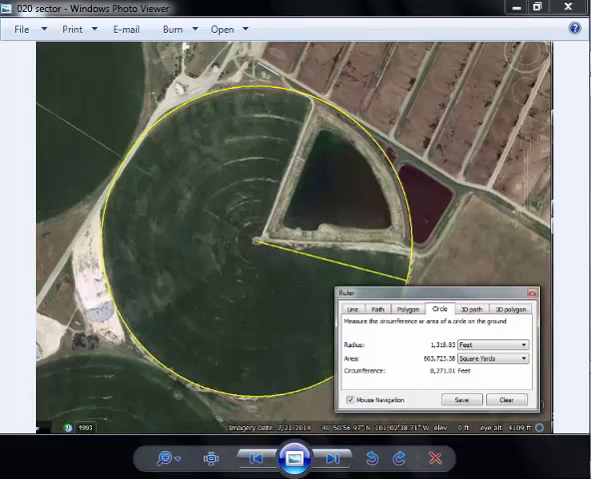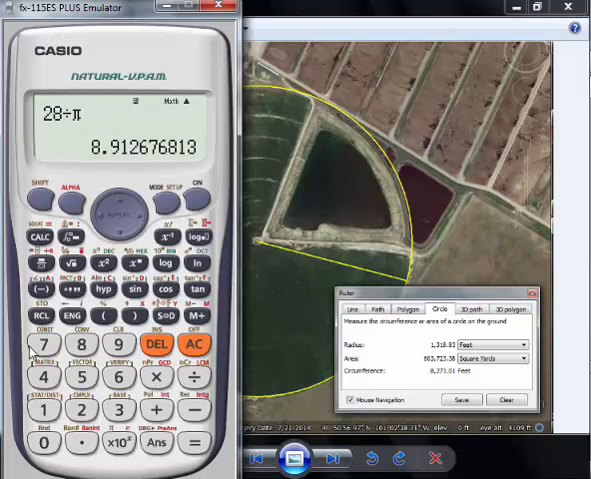So math-wise, we would have a proportion that looks something like this. Our circle has an area of 603,723, and that's for 360 degrees, because that's how many degrees there are in a circle. We want to know what that would be if we would find the area of the circle. Let's use the letter X for the area of the circle.